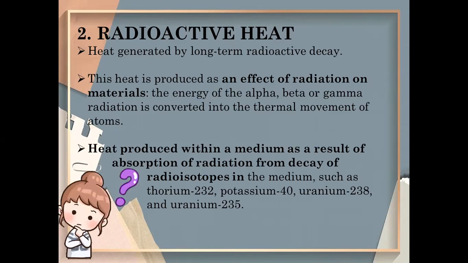So next, we have the radioactive heat. So what is radioactive heat? Heat generated by long-term radioactive decay. This heat produces an effect of radiation on materials. The energy of the alpha, beta, or gamma radiation is converted into thermal movement of atoms. So, heat produced within a medium as a result of absorption of radiation from decay of radioisotopes in the medium, such as thorium, potassium, uranium, and uranium-235.